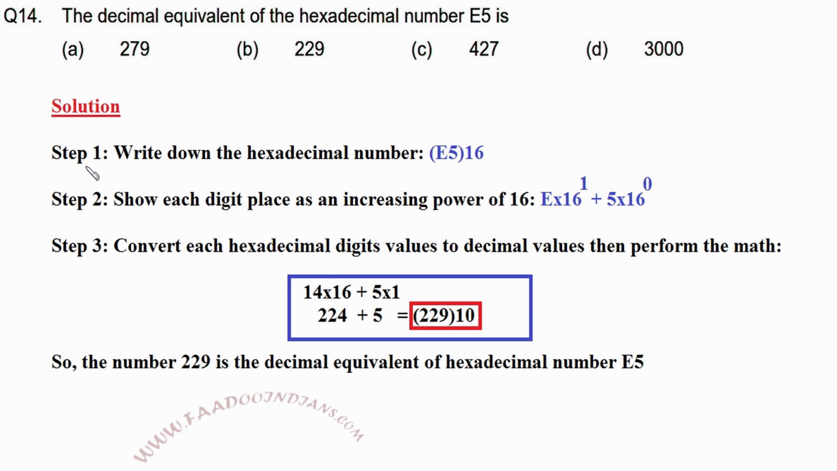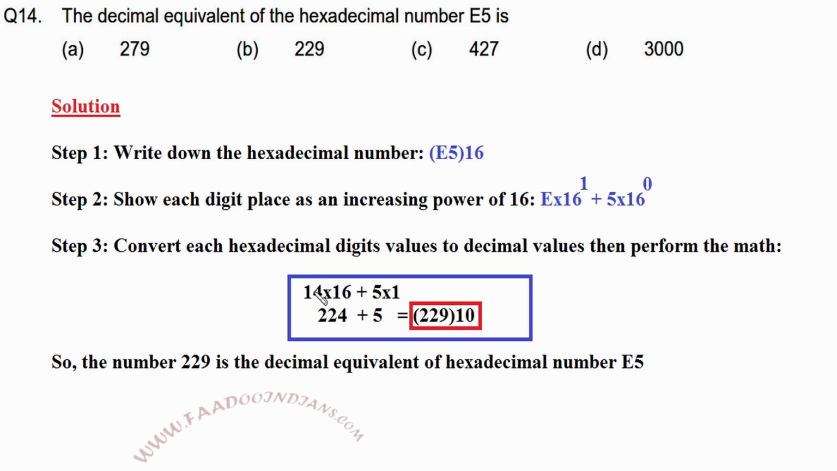First of all, we will write it to the base 16 because it is a hexadecimal number. Then we will write it in the increasing power of expression, like 5 times 16 raised to power 0. Then E multiplied with 16 raised to power 1. And so on, the powers will increase if more digits are there.